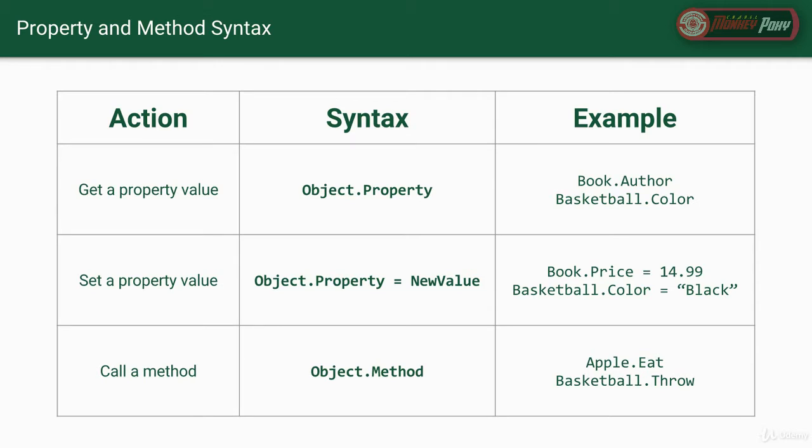Some object properties are what we call read-only, and that means that they can only be read. We can only get them, we can't change them. For example, in real life, a book will always keep the same author, right?